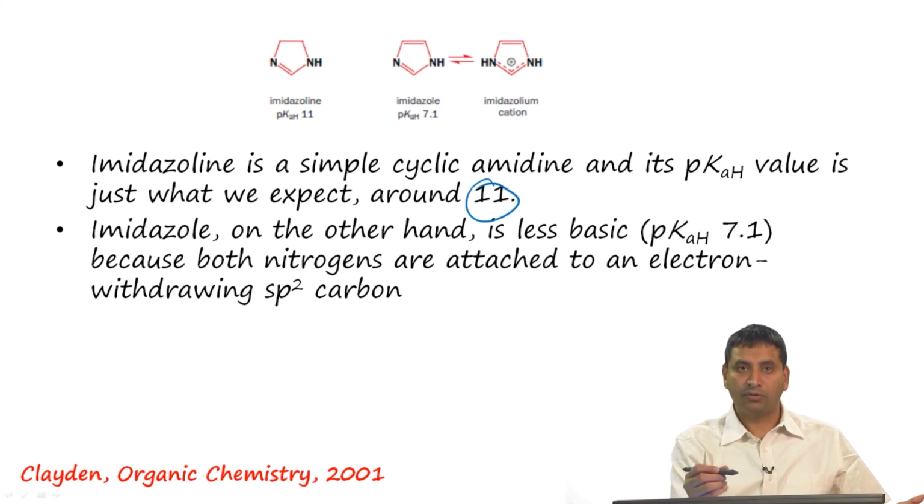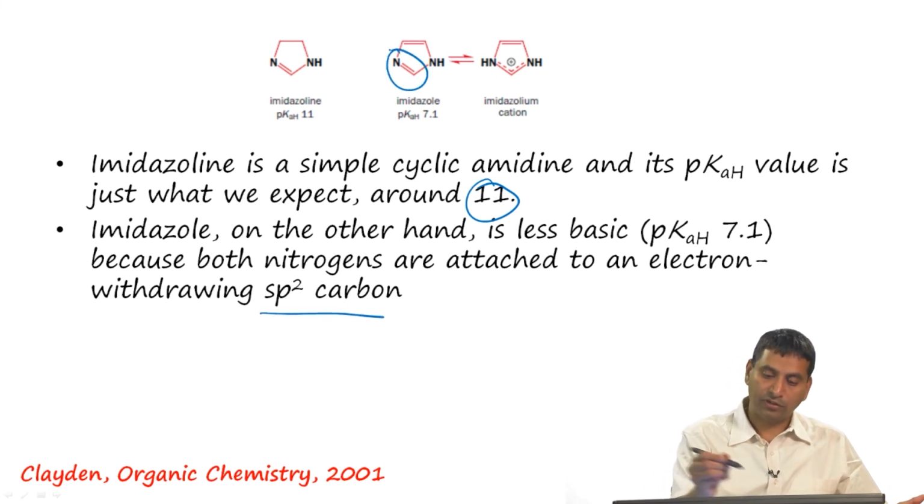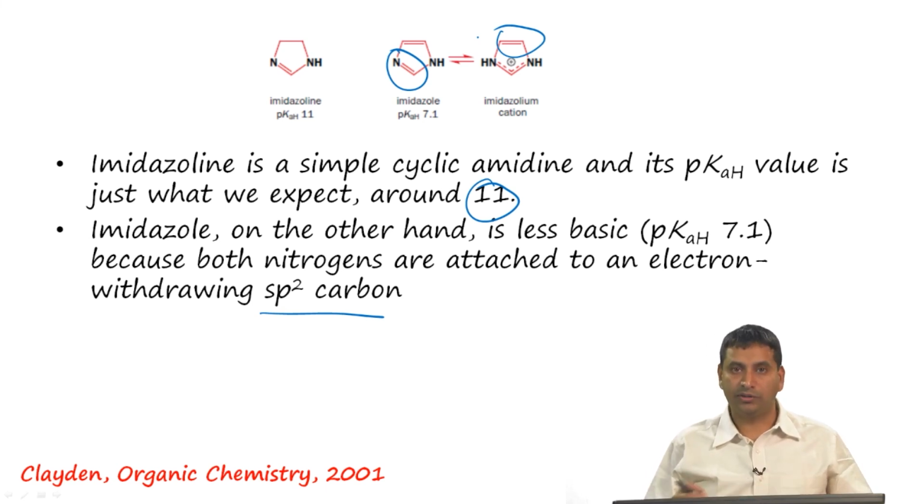But in the case of imidazole, on the other hand, it is less basic, that is, it is more resistant to giving away its lone pair, because both the nitrogens are attached to an electron withdrawing sp2 carbon. So, here you see this sp2 carbon and there is another sp2 carbon. Since sp2 carbons are electronegative and pull electrons towards themselves, the lone pair on the nitrogen is less available for donation.